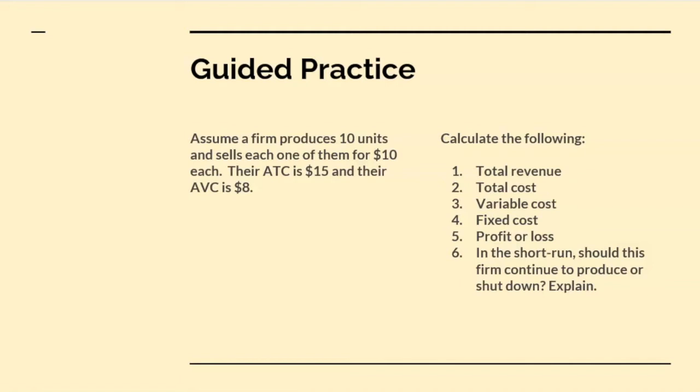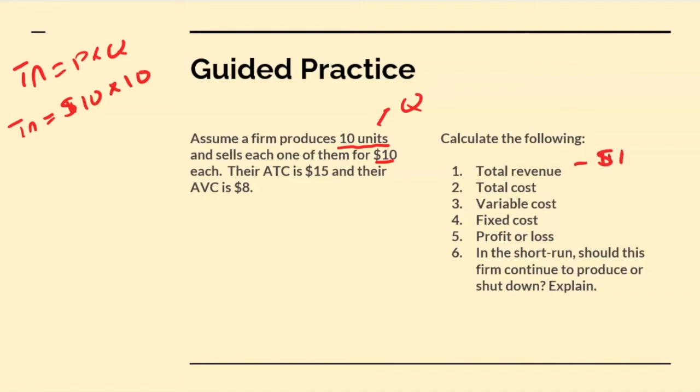So the first one, total revenue. So we know total revenue, right? Total revenue is just price times quantity. And so we know that the firm is going to be producing 10 units. So that's going to be our quantity for this question. And this firm sells each one of them for $10 each, right? So our total revenue is just $10, the price that each one of these widgets is going to sell for, times the amount they're going to sell. So our total revenue is going to be $100.